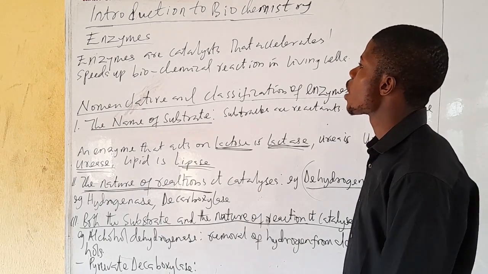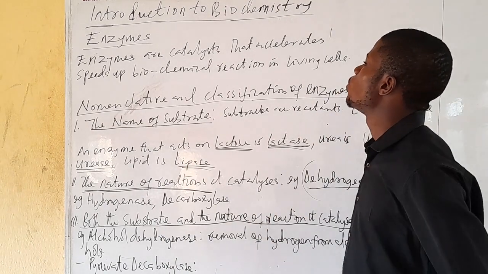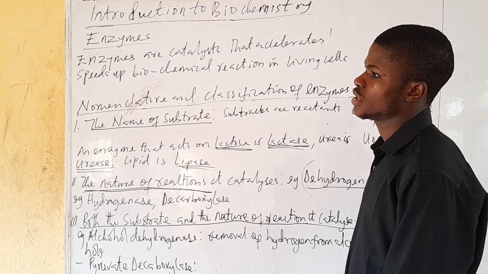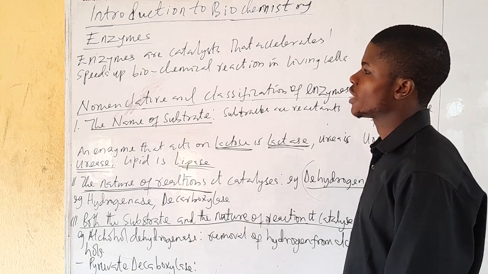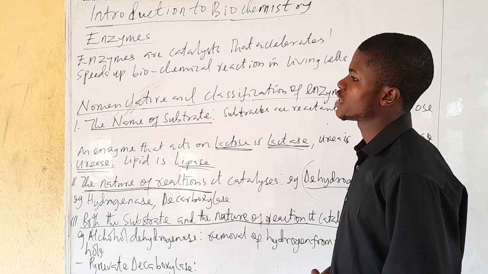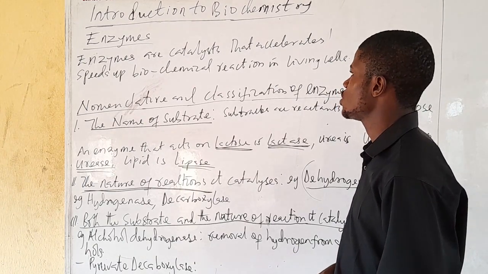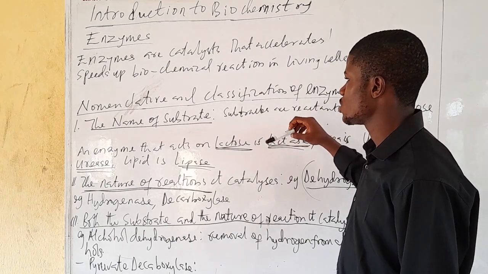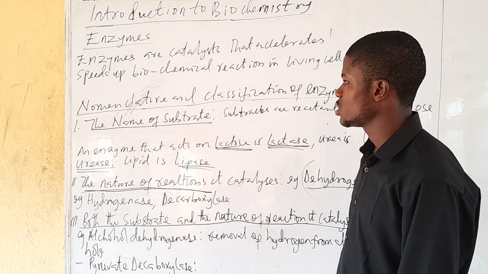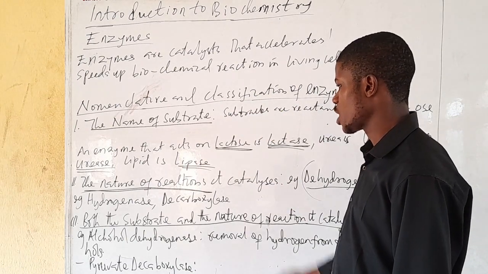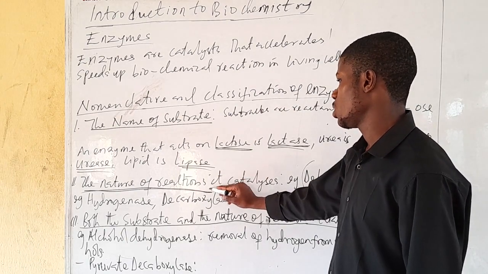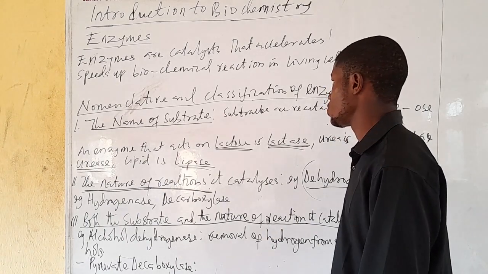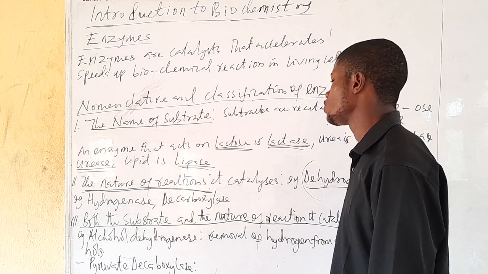So we've known the definition of enzymes, that they are proteins that act as catalysts that speed up biochemical reactions. I remember that I said that it is hard to see a metabolic pathway that doesn't require the activities of enzymes. And in the nomenclature of enzymes, there are things to consider: the name of substrate, the nature of the reactions they undergo, and both the substrate and the nature of reactions they undergo.